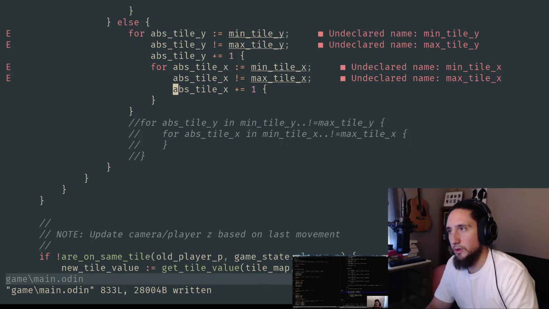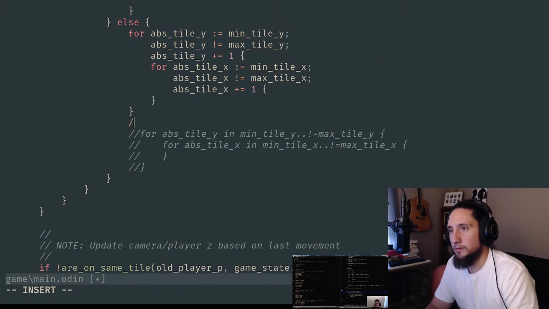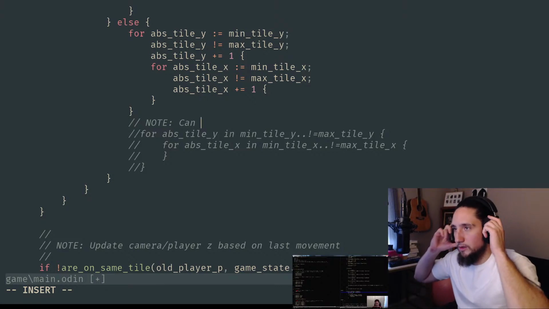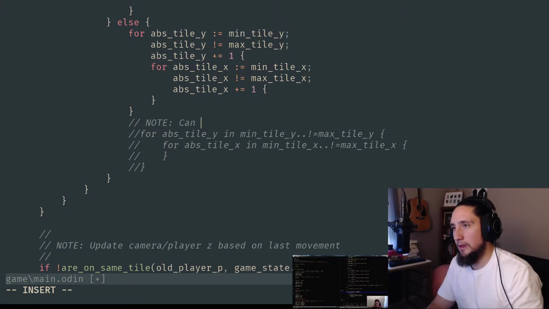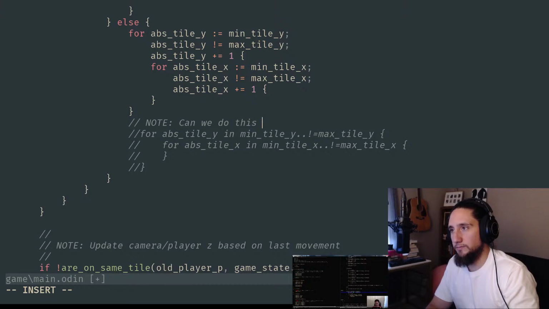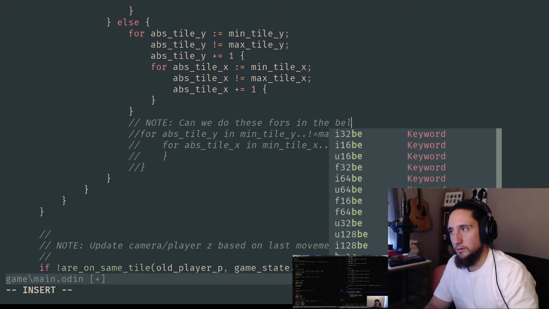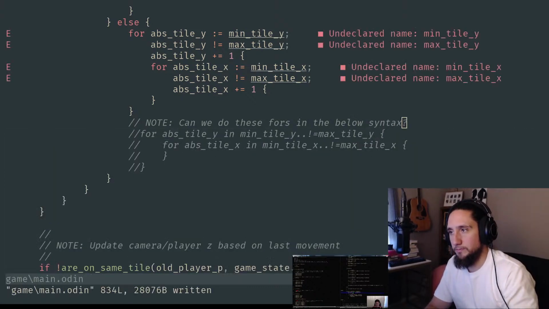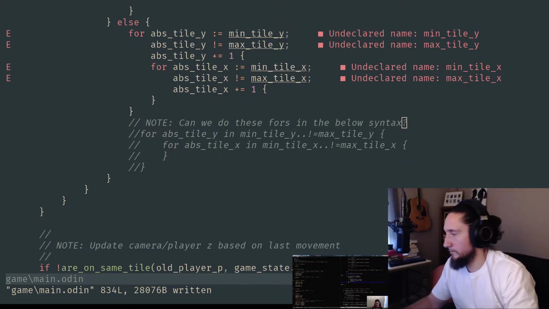So we still don't have those declared, but that's fine. And I don't even know if this really matters, because I think Casey walks back the toroidal thing, and he just makes the world bounded. But for my own edification, I'd like to know, can we do these fours in the syntax, in the below syntax? Sure.